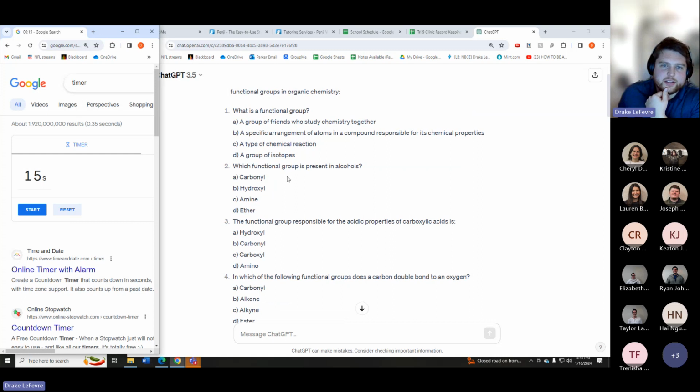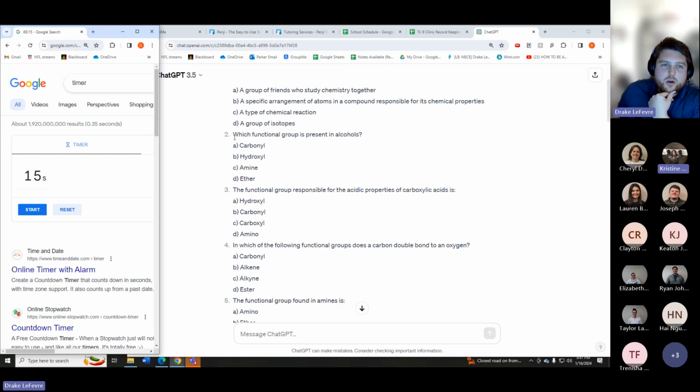B. Perfect. Moving on. Which functional group is present in alcohols? Carbonyl, hydroxyl, amine, or an ether?